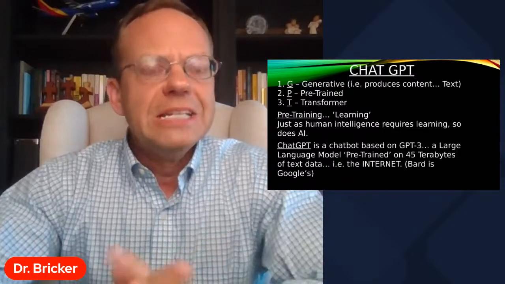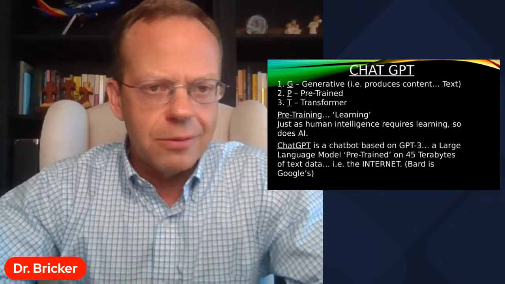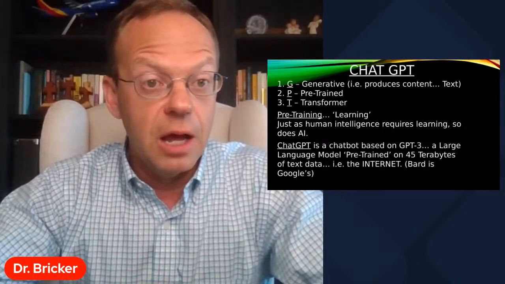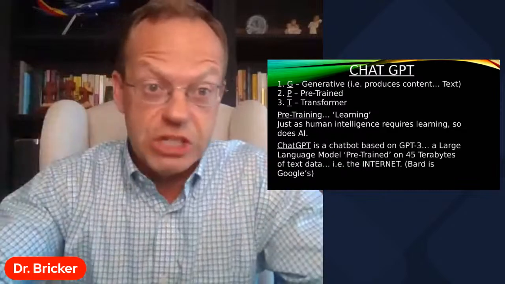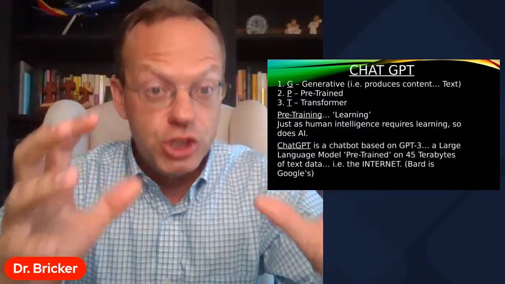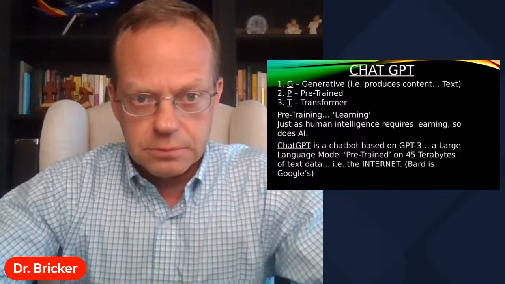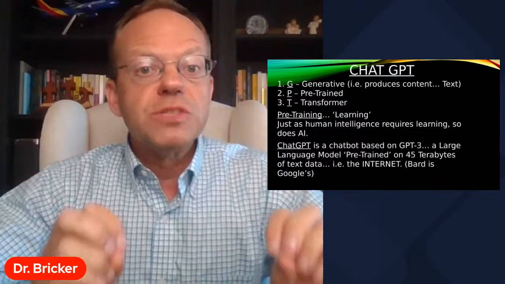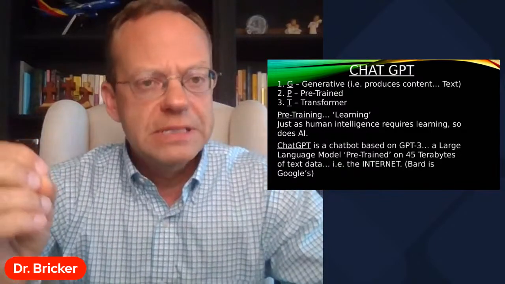Now, ChatGPT itself is a chatbot that is based on the GPT-3 large language model. We're going to get into large language models in a few slides. But the point is that ChatGPT itself is the chatbot that is acting on top of the overall GPT-3, and there's even GPT-4 generative AI. Now, the GPT-3 generative AI was pre-trained on 45 terabytes of data.